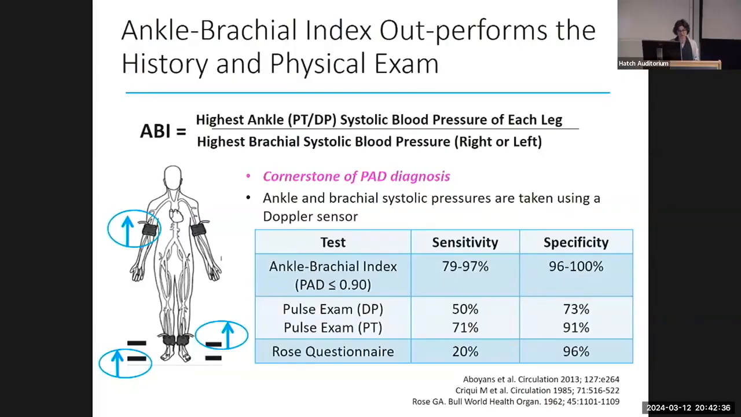And we do that for each leg. We use a Doppler sensor to see exactly when flow comes in after we occlude with the cuff. And when you look at the sensitivity and the specificity, the ABI outperforms the pulse exam and the Rose questionnaire, which is symptoms of claudication, reproducibly. So it is the best tool that we have for the diagnosis of PAD.